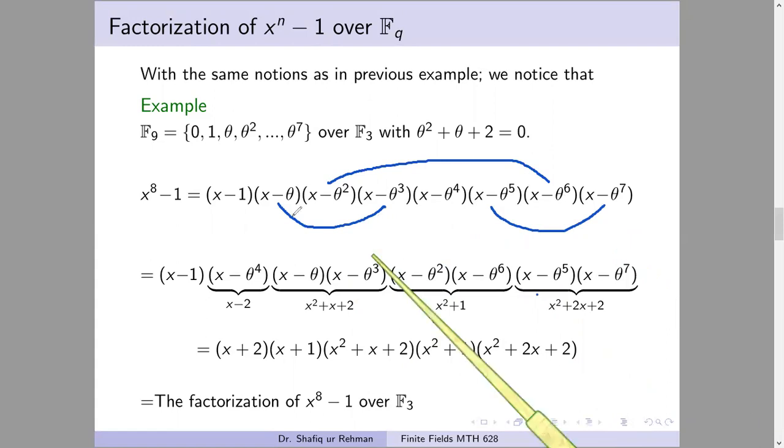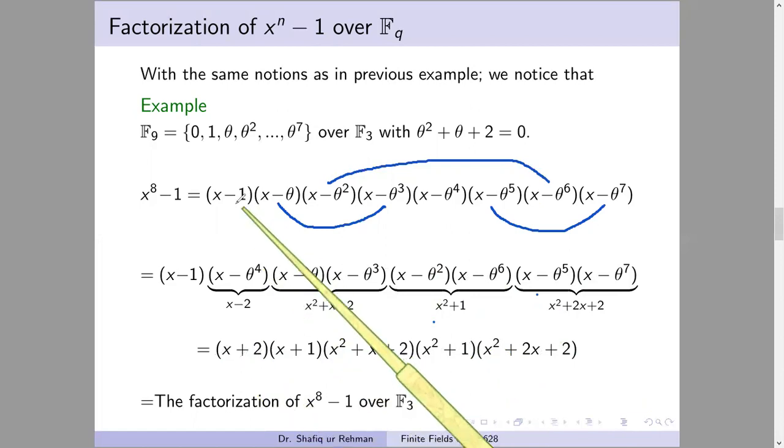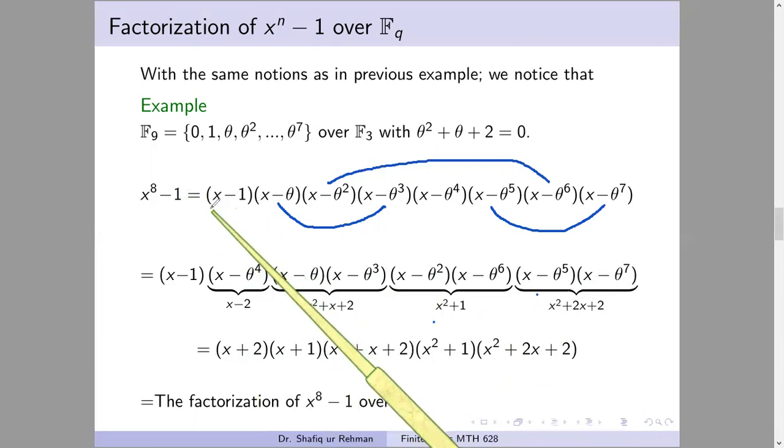After rearrangement, we write each factor together with the other factor consisting of its conjugate elements. So on the basis of conjugates, we rearrange these factors. This step is important, and by doing this, this product equals this. As we have seen in the previous example, this product equals this, and this product equals this. So in this way, we get the factorization into irreducible polynomials.